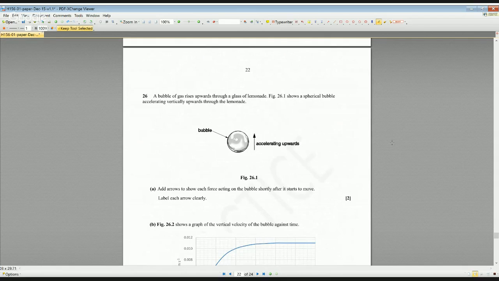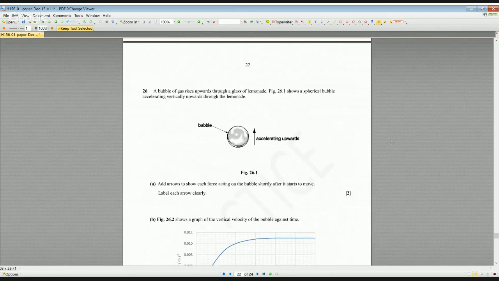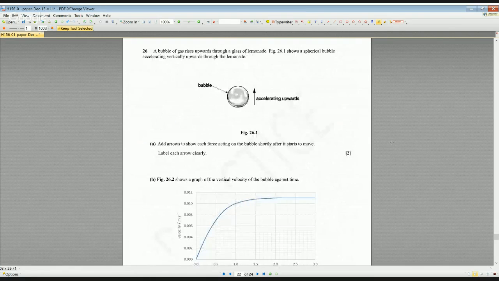And on to the penultimate question, 26. A bubble of gas rising in a glass of lemonade. We need to add arrows to the diagram first to show the forces acting on it. What it doesn't say here is that the arrows should be drawn sort of to scale, but you do need to do that for the mark.